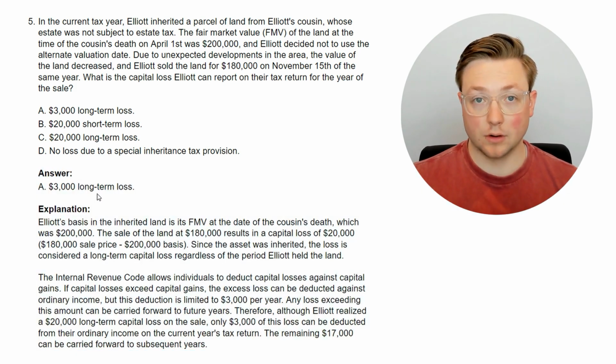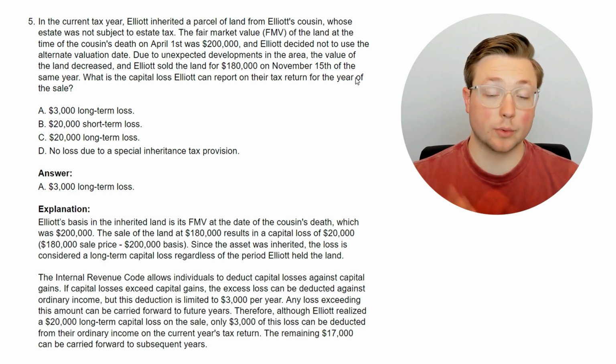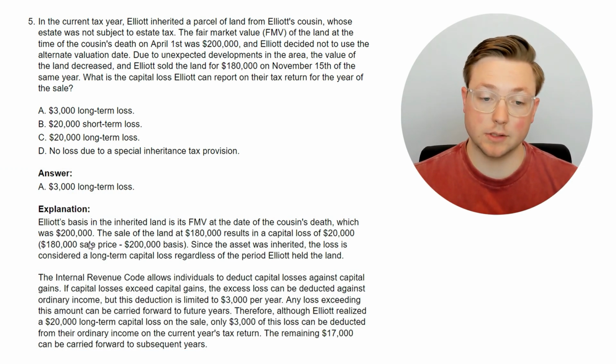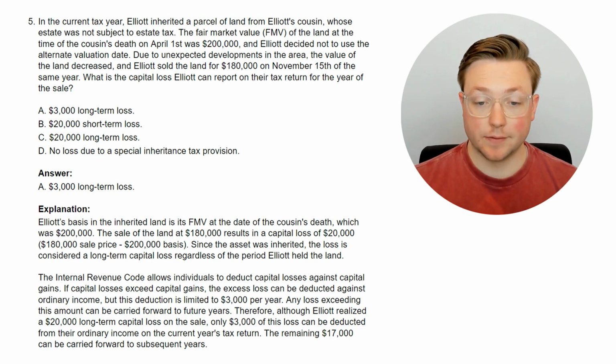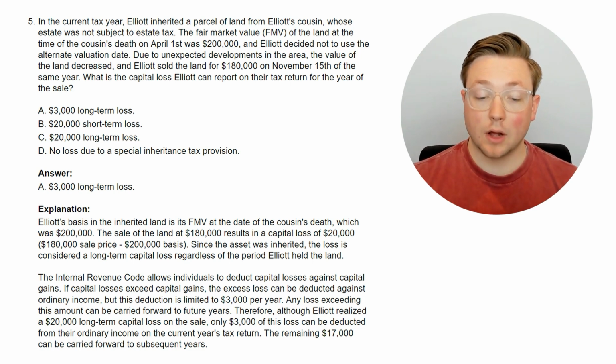Okay, so it's a $3,000 long-term loss. So why is it only $3,000 when the total loss was $20,000? Let's read more about it. Elliot's basis in the inherited land is its fair market value at the date of the cousin's death, which is $200,000. They sold it for $180,000. So the loss is a long-term capital loss.